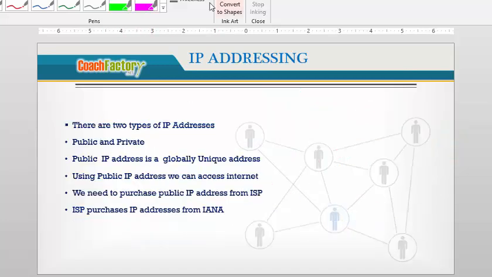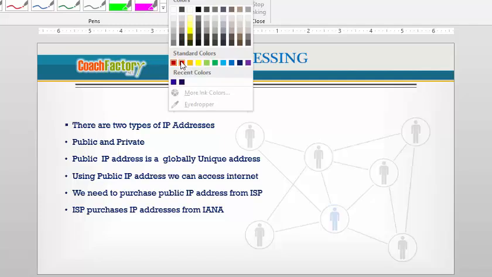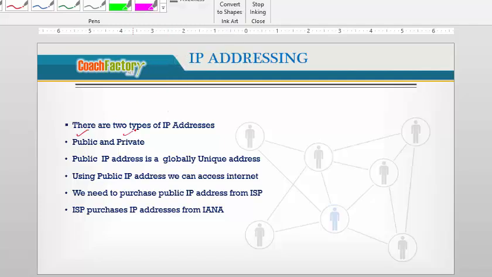So there are 2 types of IP addresses we have. One is known as a public IP address, another is known as a private IP address. Public IP addresses are globally unique addresses. It means if I purchase this public IP address, then in the entire world nobody will have the same public IP address, because it will be sold out globally. That's why it is known as a globally unique address. And the advantage of purchasing these public IP addresses is that we can access the internet. If you don't have a public IP address assigned to your device, you cannot access the internet.